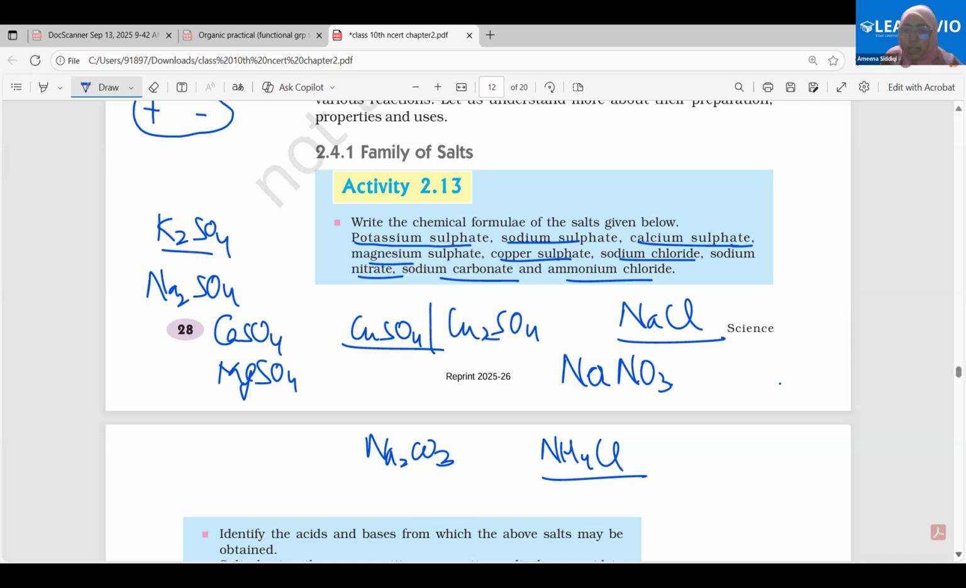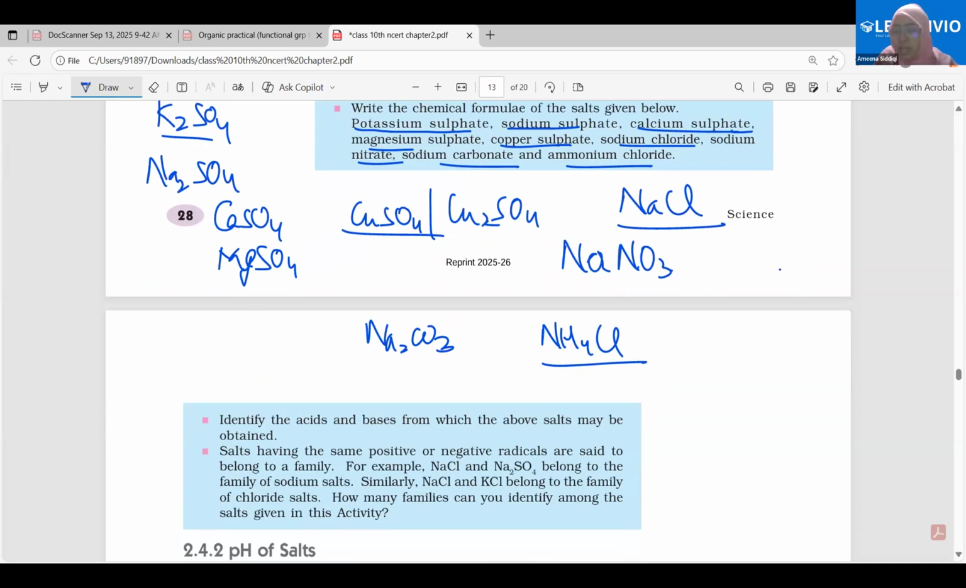If you are able to recall any neutralization reaction or any reaction in which a salt was formed as the product, what is the reaction that will give you salt as the product? Can I say it is an acid and a base combining together to give you the salt? Yes, acid and base together give you a salt, right?